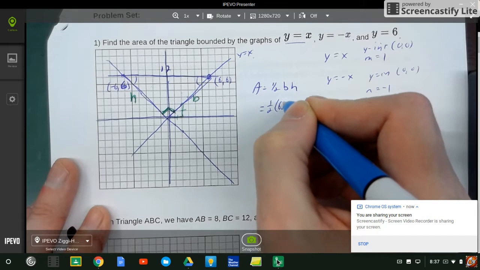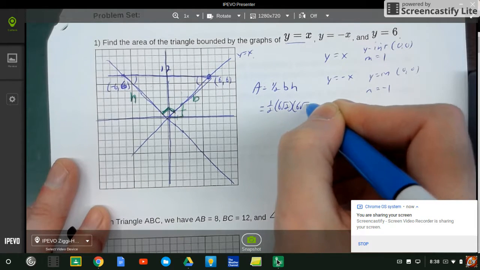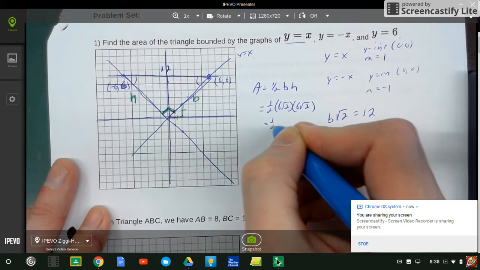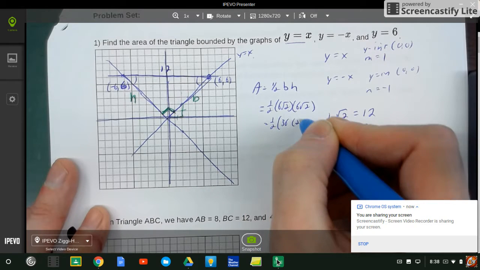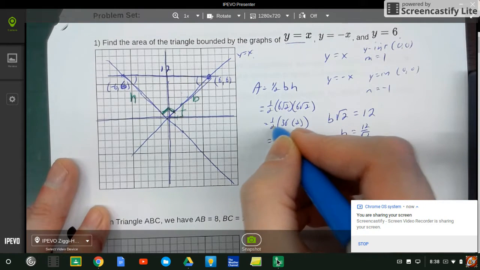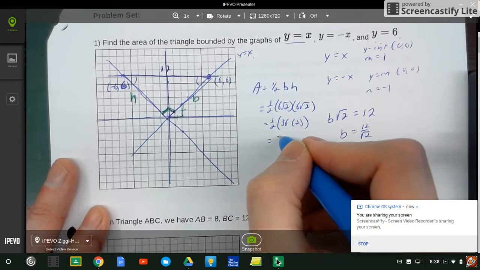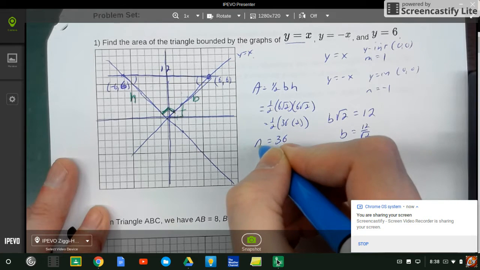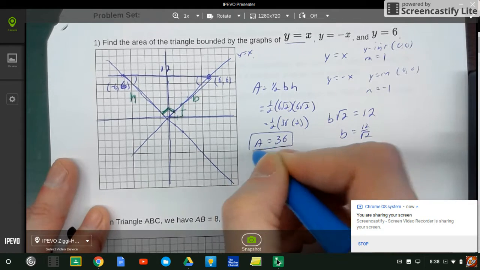Okay? Now I can take that and put that into my area formula. 1/2 times 6 radical 2 times 6 radical 2. So that's 1/2 times 36 times 2. The 2 and the 1/2 are going to cancel each other out to leave me with 36. There is the area of my triangle.